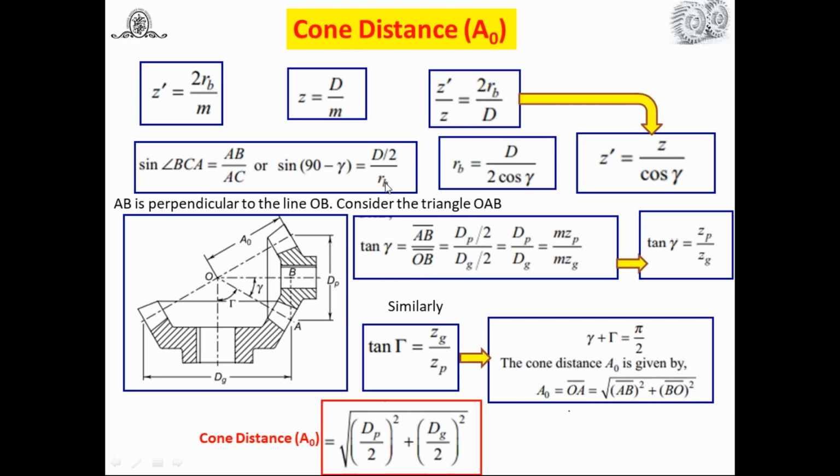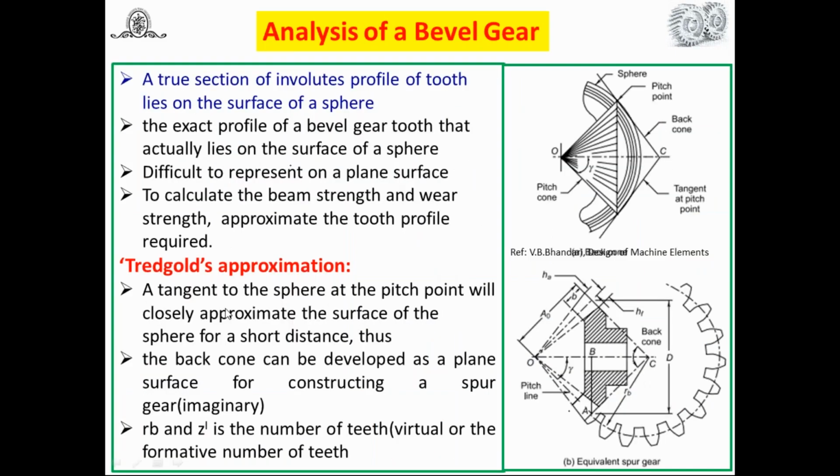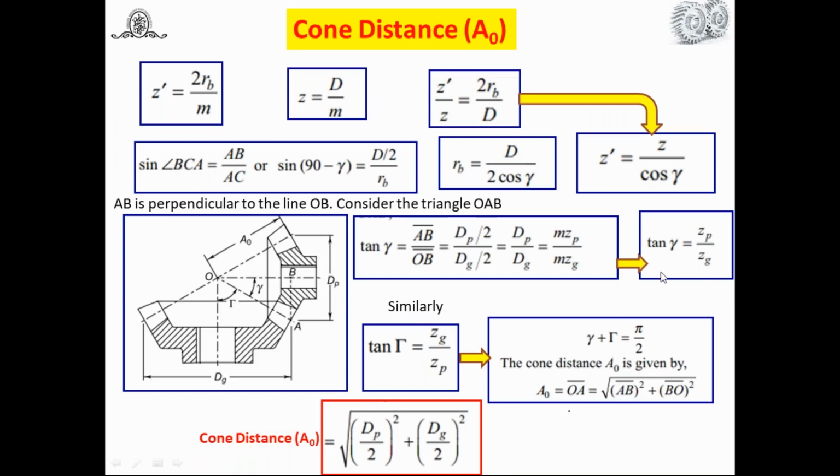And AC means RB. Look at this figure: here is the hypotenuse of this right angle triangle. CA is RB, and that's why it is written RB. D by 2 upon RB is equal to sine of 90 minus gamma, and sine of 90 minus gamma is equal to cos gamma. You can find out RB. RB is equal to D upon 2 cos gamma.